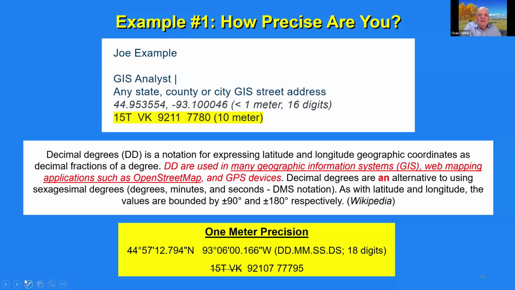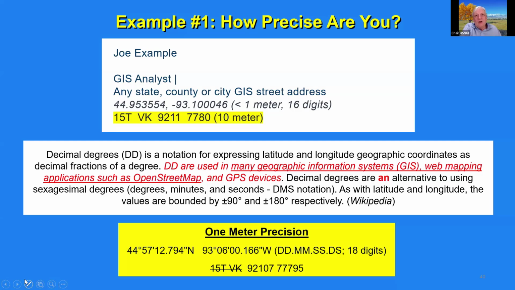It's a notation expressing latitude, longitude. It's machine to machine. It's designed for use within geographic information systems to start with. And if you read the discussion even a little bit further, it's an alternative.